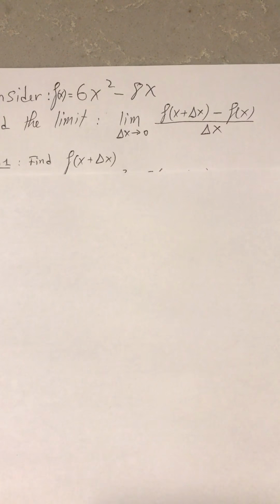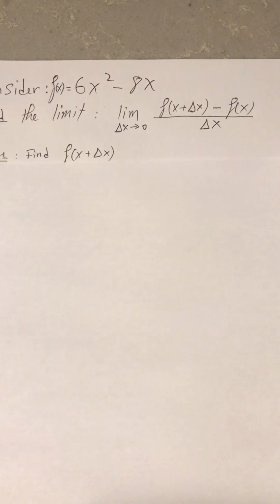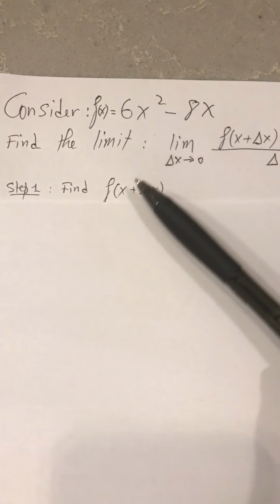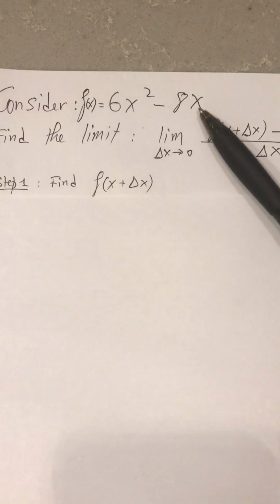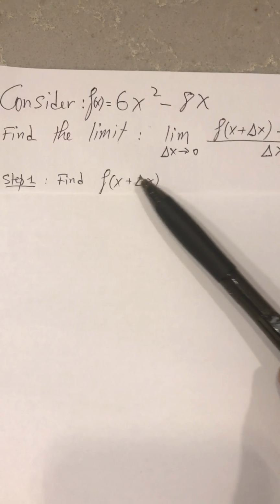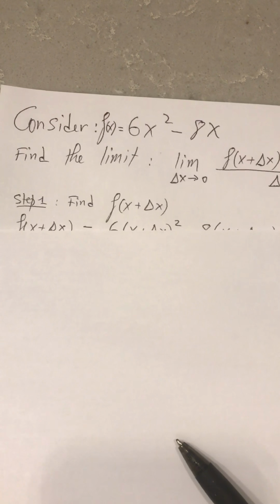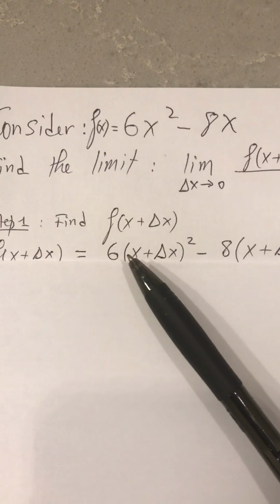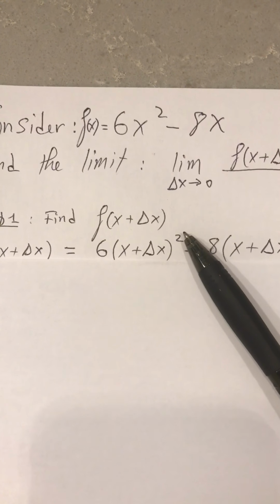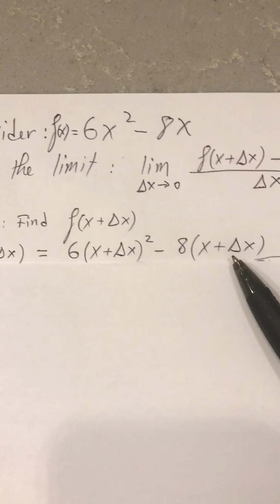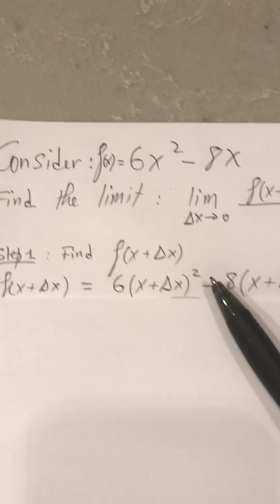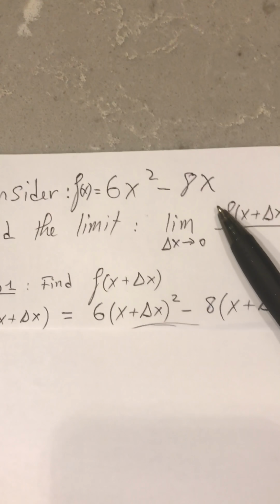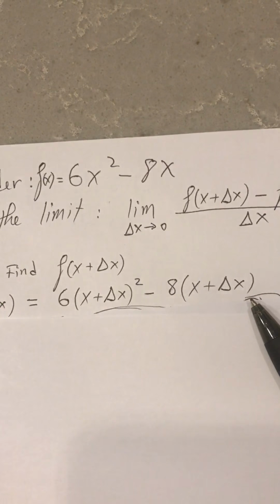Step number one, let's find f of x plus delta x. What does that mean? We'll replace x here with x plus delta x and x here with x plus delta x. So we get 6 times x plus delta x squared minus 8 times x plus delta x. Where did we get that from? By replacing x here with x plus delta x and x here with x plus delta x.